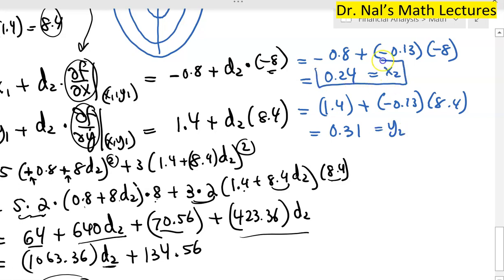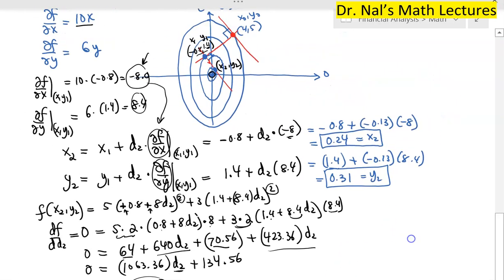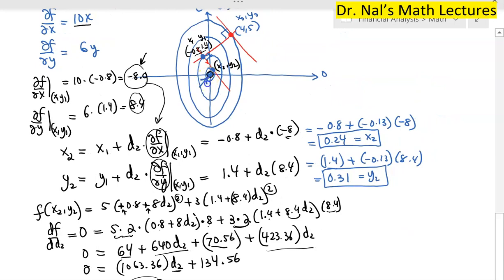So we are getting closer, inch by inch closer to our ultimate value of 0, 0. So we know that the global minimum is at this point, at the center, at the origin. But do you see how we started from our initial point, 0.8, 1.4, and now we are at this point 0.24, 0.31.